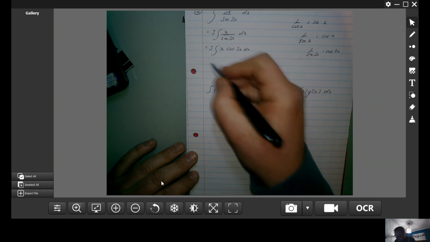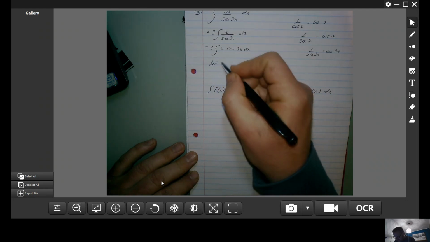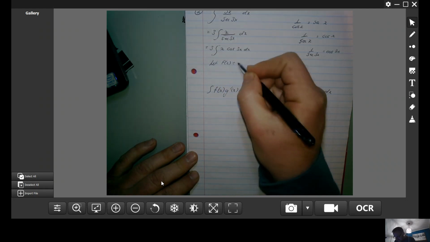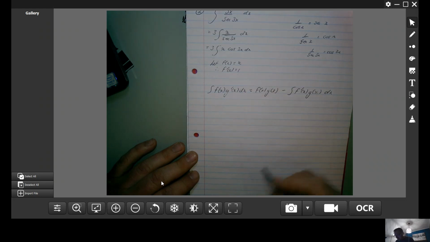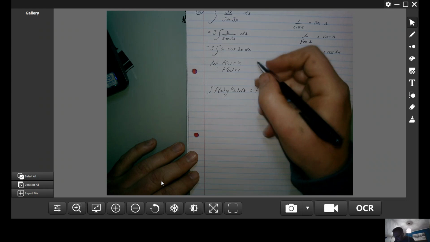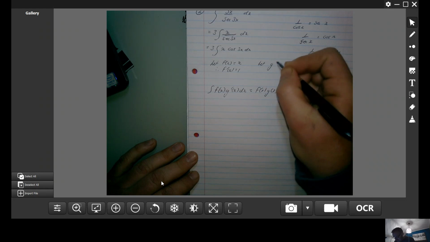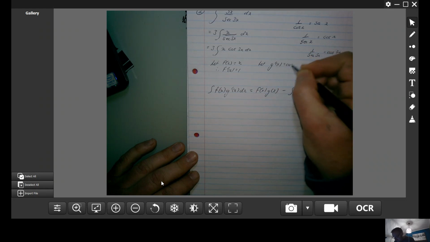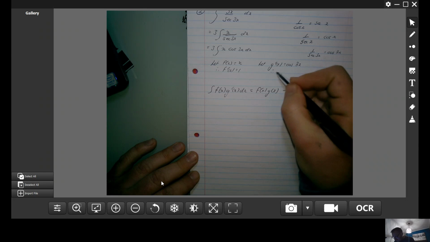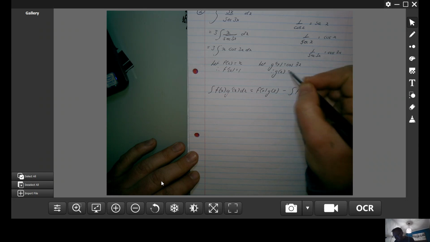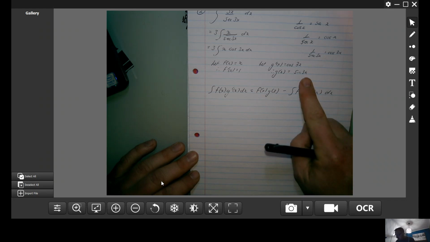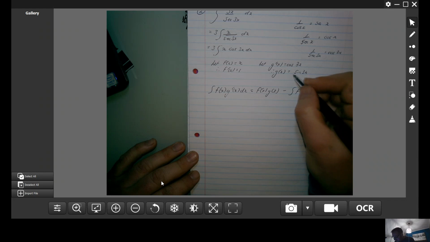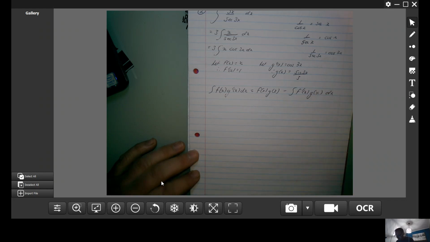Right, so the key is: let f(x) be equal to x, therefore f'(x) is equal to 1. Then the other bit must be the derivative bit, so let g'(x) equal cos 3x, and therefore g(x)... what do I have to differentiate to get to cos 3x? Well, it's sine 3x, but if I differentiate that, I'll get cos 3x times 3, and I want to get rid of the 3, so it will be sine 3x over 3.